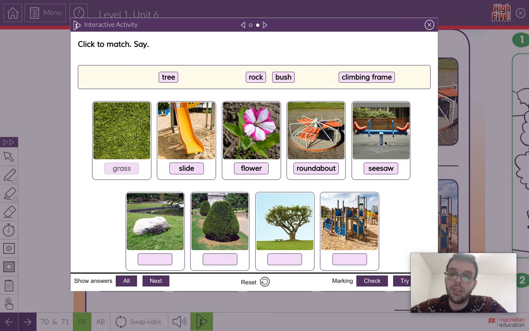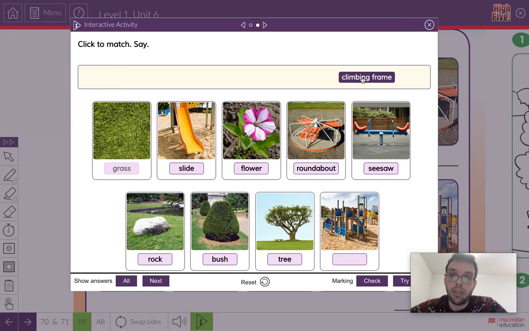This is a seesaw. Okay, so write seesaw. This is a rock. Okay, so write the word rock under the picture. This thing here is a bush. Okay, so write bush under this picture. This is a tree. Okay, so you can write tree.